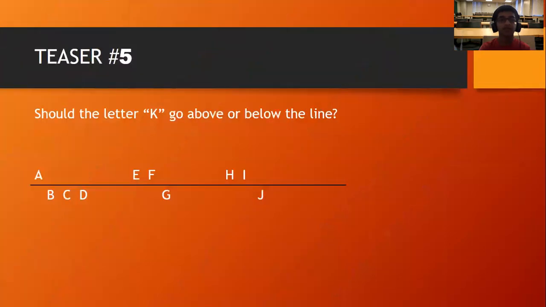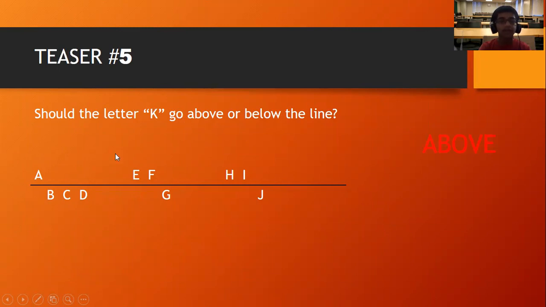Teaser number 5. Should K go above or below that line? Now, this is my favorite teaser because it's a tricky one. It's coming under the construction. If you want, you can pause this video and try it out, but otherwise, I'm directly going to give you the answer, which is above.